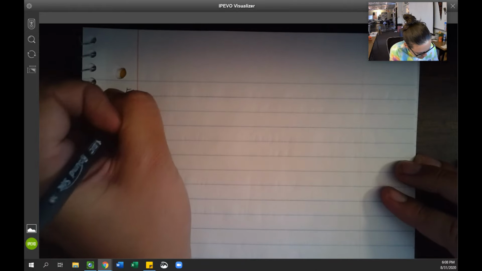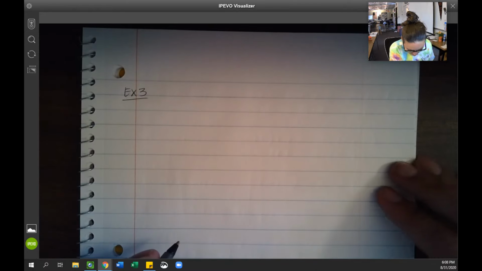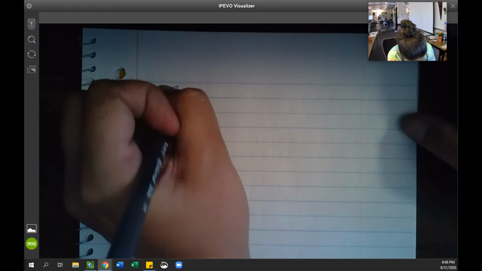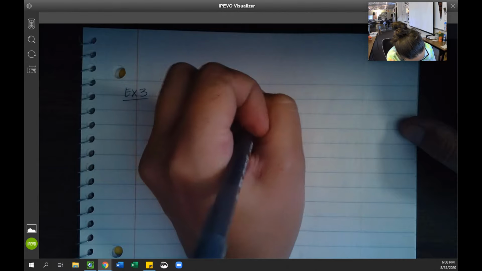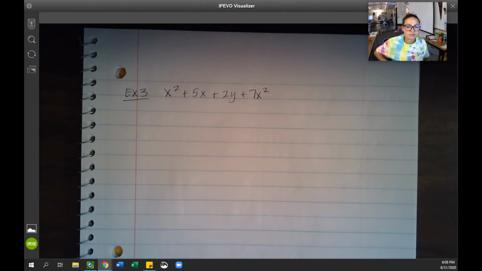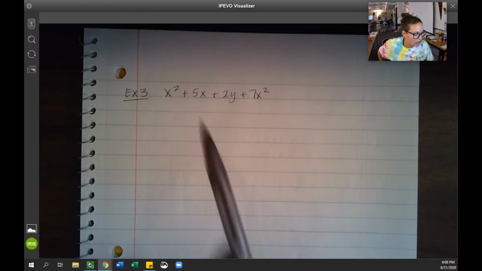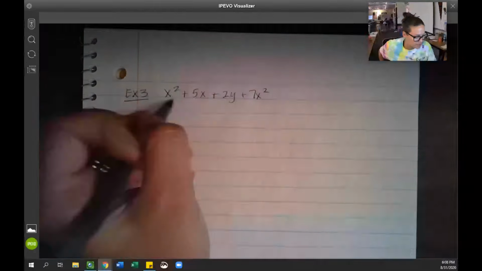Example 3. Combining like terms. Again, this is more stuff that we have done already. So let's say I have x squared plus 5x plus 2y plus 7x squared. What terms here are like terms? Well, x squared can go with 7x squared.